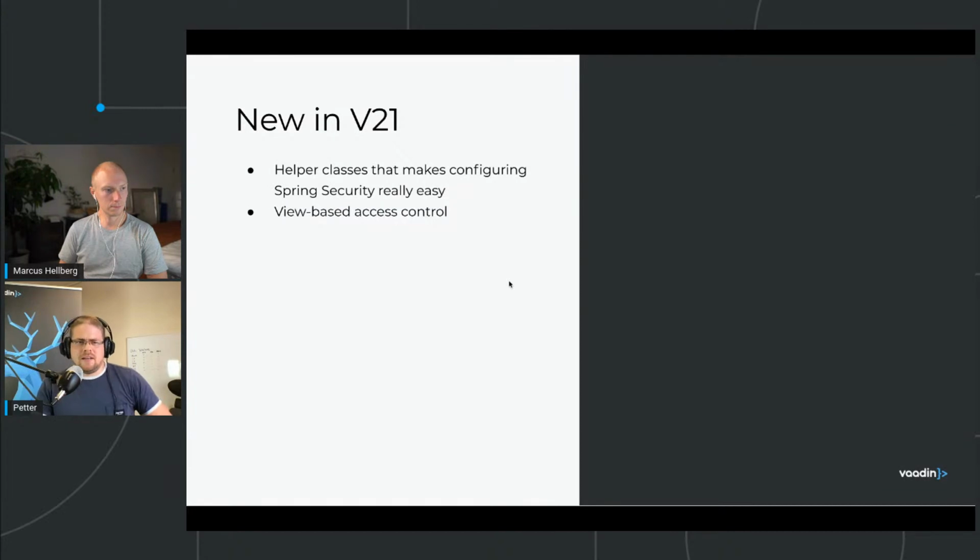Right. And then also in Vaadin 21, stuff that's coming and that we are going to look at in the IDE, helper classes that make configuring Spring Security a lot easier than it was in Vaadin 14, for instance. And also the new view-based access control annotations. So if you see something in the code that doesn't look familiar, it's because it's a Vaadin 21 feature. I'm going to try to point this out to you so that you're not confused if you're trying to do the same in Vaadin 14.